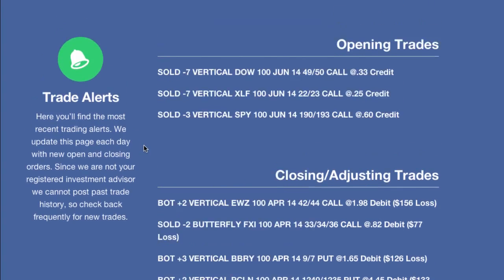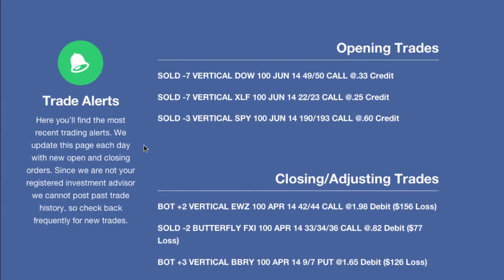All right, so those are the closing trades. Now we'll get into some of the opening trades. What you'll notice about the opening trades today is that even though the market rallied up, all of these positions that we sold today are credit spreads, so they're all selling orders. And we actually took the call side of every trade here today.